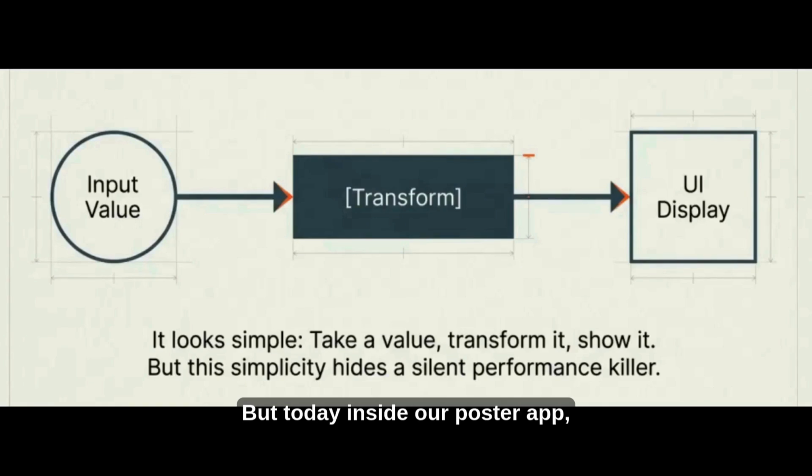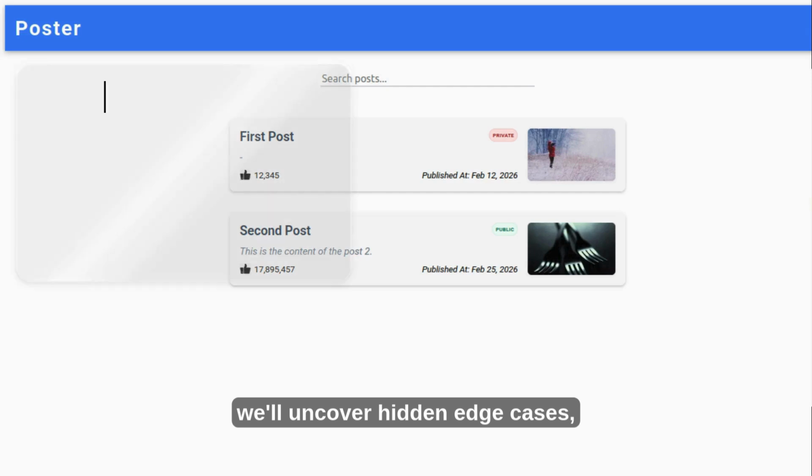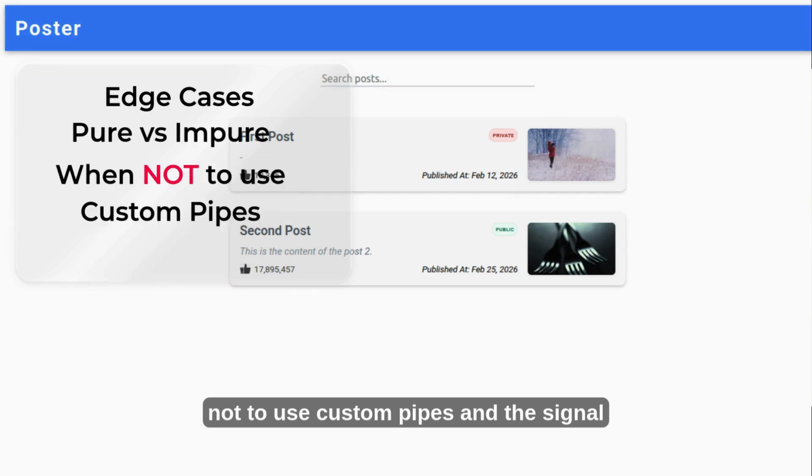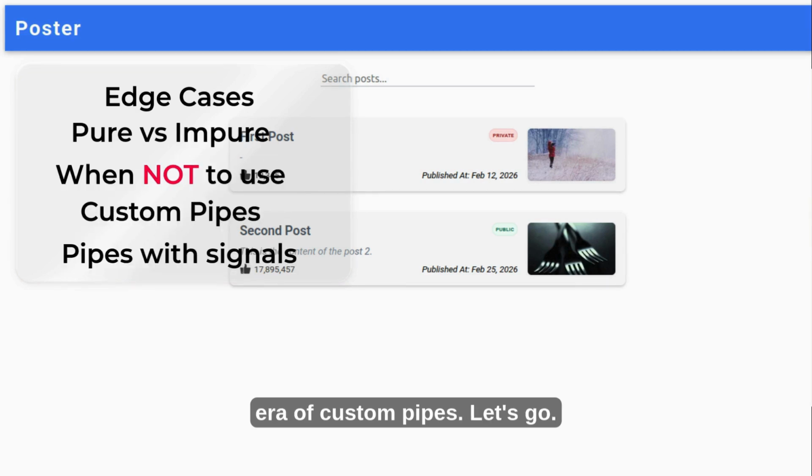But today inside our poster app, we'll uncover hidden edge cases, pure versus impure performance traps, when not to use custom pipes, and the signal era of custom pipes.